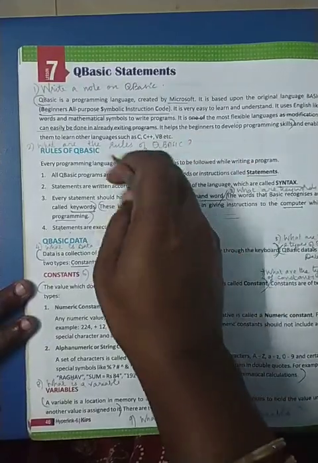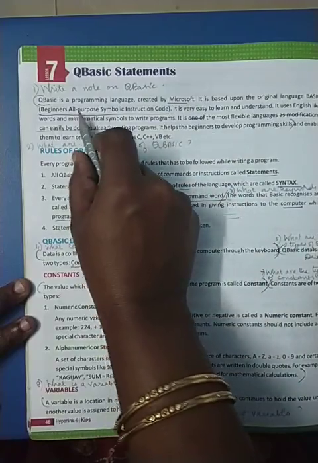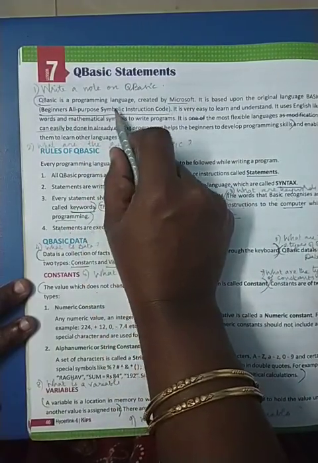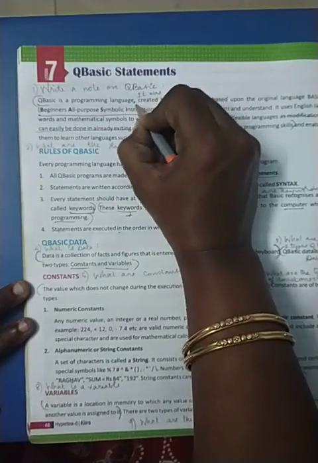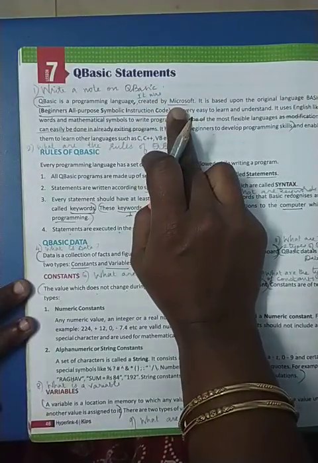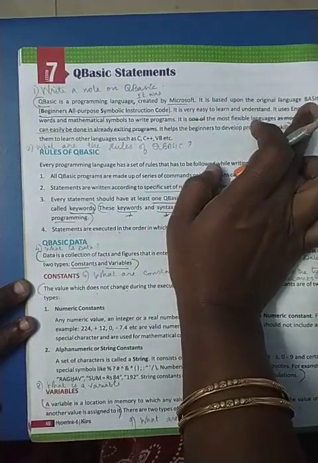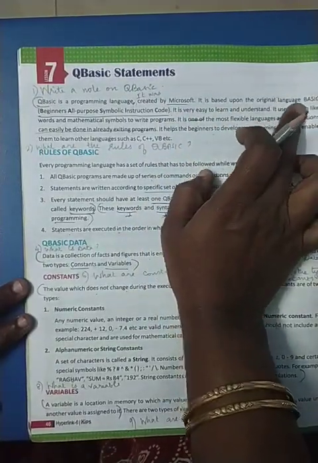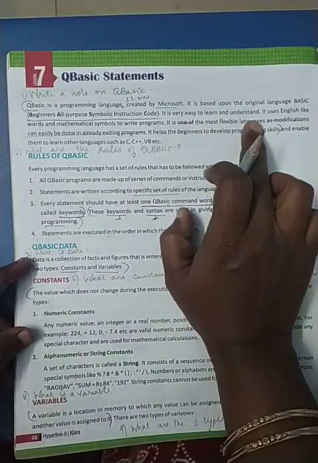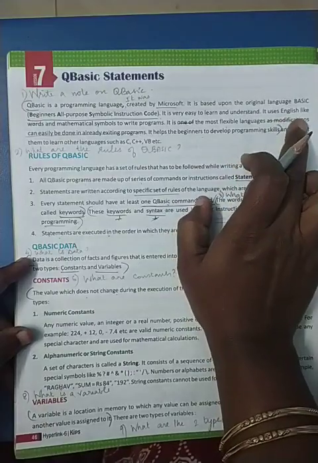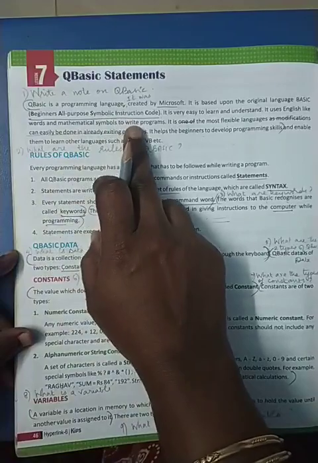Okay, the very first question is: write a note on QBasic. QBasic is a programming language, first point. Then, it was created by Microsoft. Then it is based upon the BASIC language, the original language is called BASIC. It is very easy to learn and understand. It uses English-like words and mathematical symbols to write programs.